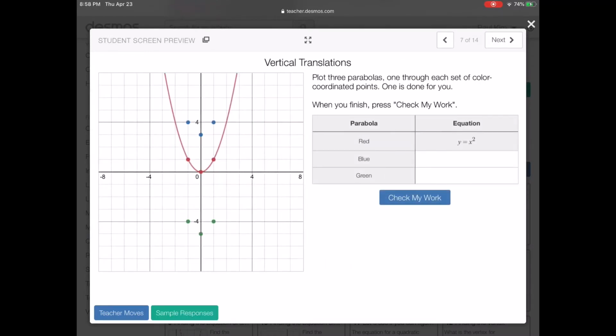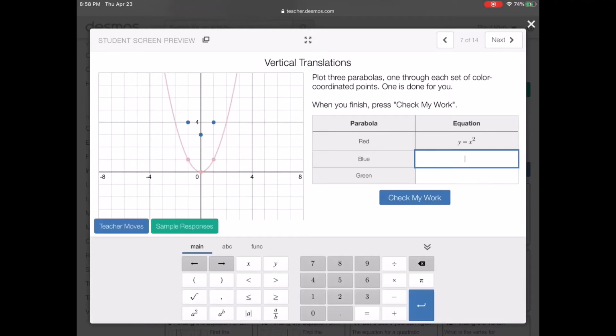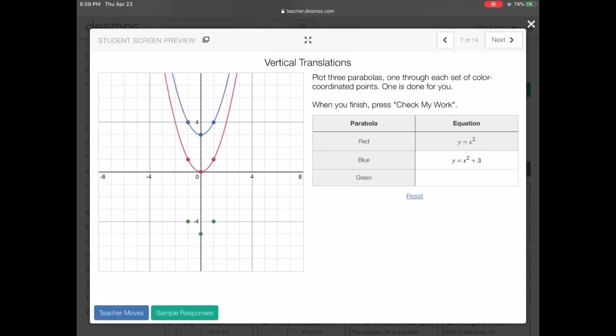For this one, if you notice, the parabola is now above and below y equals x squared. So we have what we call a vertical shift, or vertical translation. In this case, you would first start by writing x squared. And because it's a vertical shift, I know I'm going to be adding something at the end. In this case, because it looks like the vertex moved up 3 units, it'd be +3. If I check my work, it works out nicely.